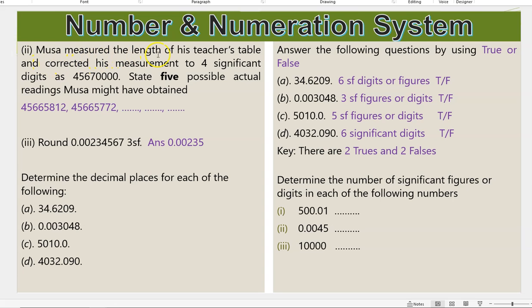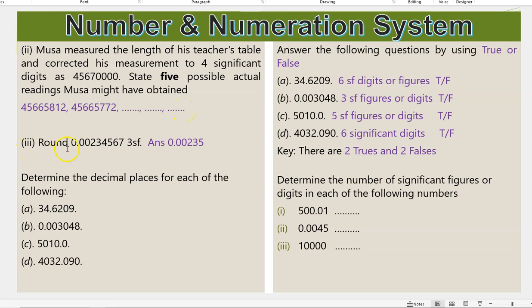Next question. Musa measured the length of his teacher's table and corrected his measurement to 4 significant digits as 4567000. State 5 possible actual readings Musa might have obtained. This is like the previous question. Any figure you write here, when you round it off, you should get 4567000. And so when we round this off, 5 is here. When you borrow 1 and add it, it is making 7. So it will be 4567000, which is equivalent to this. I've also added this. So complete the remaining answers.